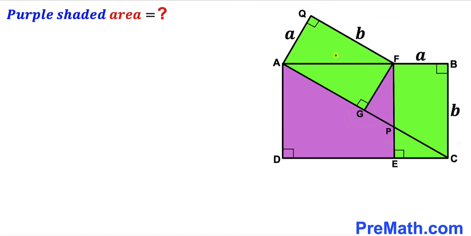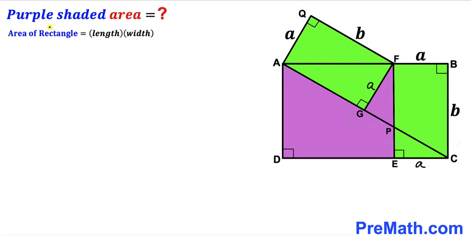And here's our next step. Let's focus on this green rectangle. If this side length of this green rectangle is lowercase a, then this side length is going to be lowercase a as well. And likewise for this green rectangle, if this side length of this rectangle is lowercase a, then this side length is going to be lowercase a as well.